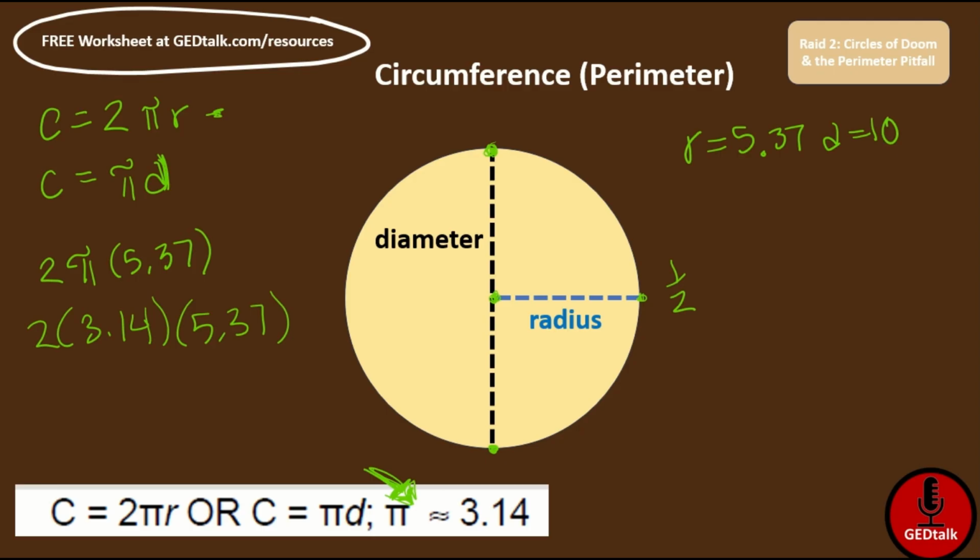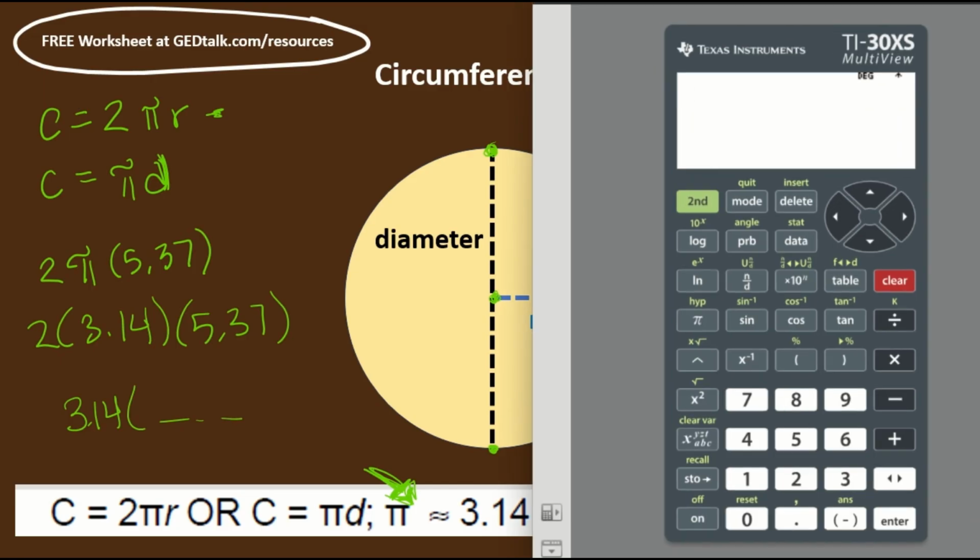Or, if you decide to multiply the radius times 2 to get the diameter, you can instead do 3.14, which is pi, times whatever amount you figured out for that diameter. So let's go ahead and pull up our calculator.